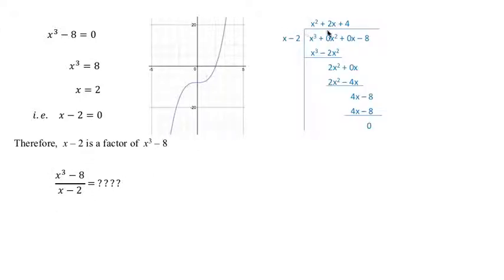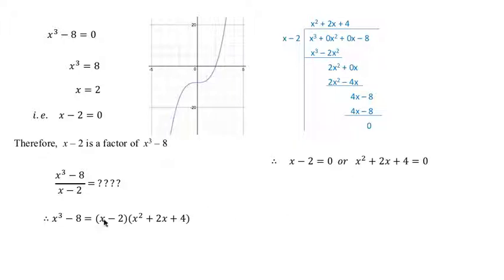If x equals 2, then x minus 2 equals 0. So x minus 2 must be a factor of x cubed minus 8. Therefore, let's see if we can divide it and see what's left over. I'm doing my long division here. If you need to know how to do long division, I've got another video on that you can check out. But anyway, there's my long division. So x cubed minus 8 actually equals x minus 2 times x squared plus 2x plus 4.